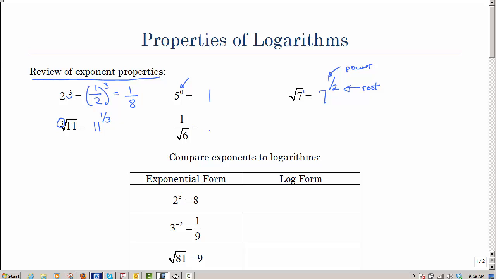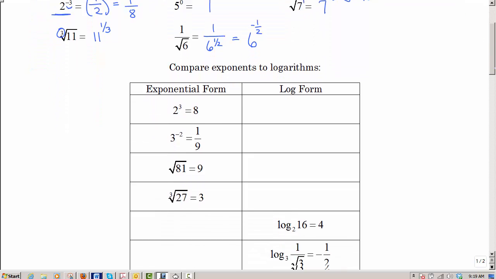This last example kind of combines some things. So we know this is 1/6 to the half power. But how can I write that as 6 to what power? If we come back up here, in order to take the reciprocal of the base, you have to change the sign of the exponent. Now all of that should be a review. So let's go on toward logarithms.